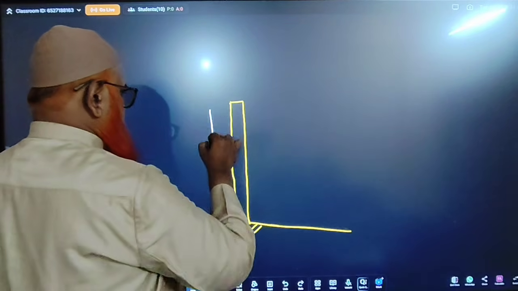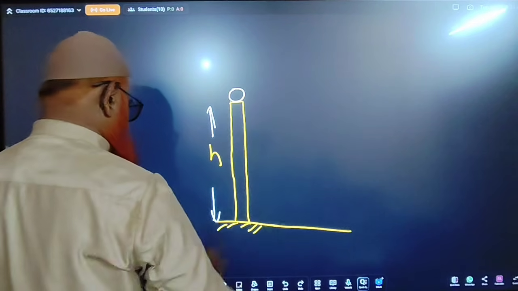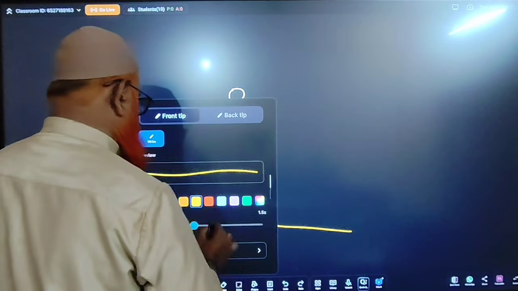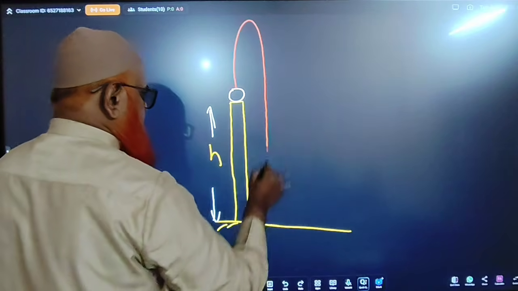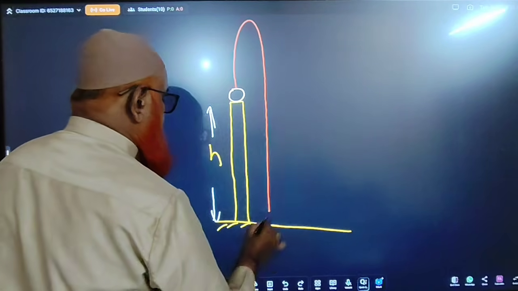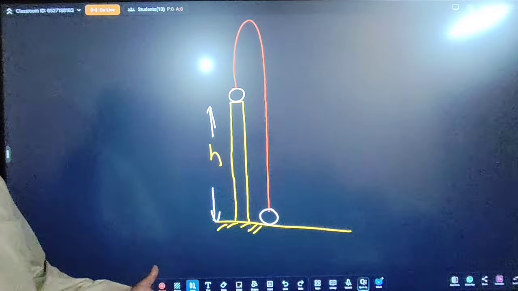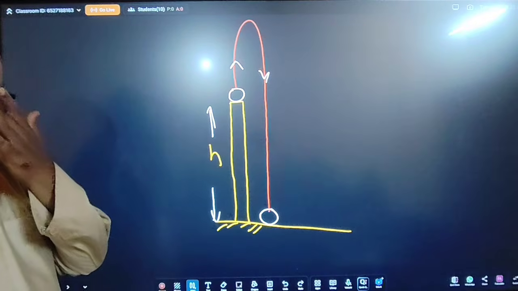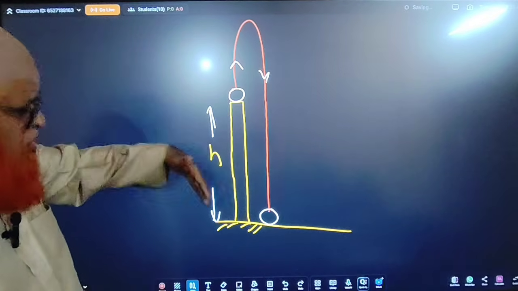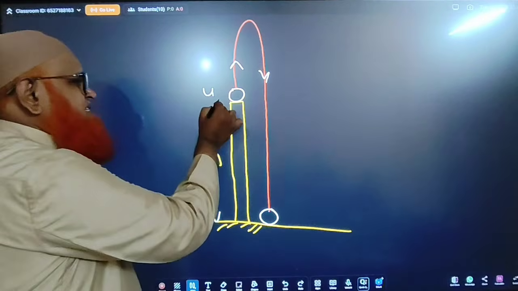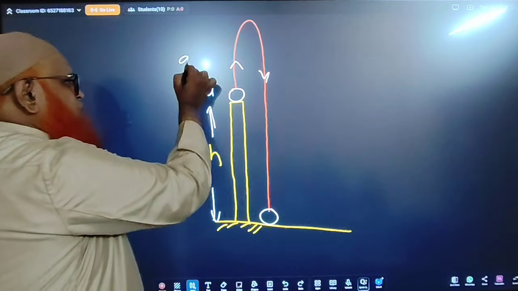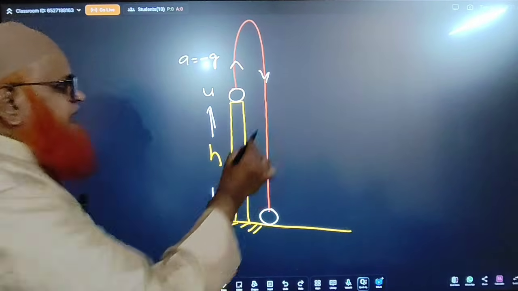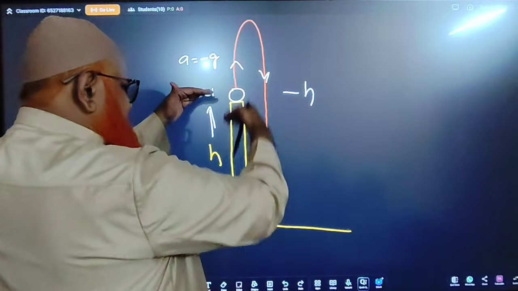When you throw a body upwards, it goes up and strikes the ground. Understood? Now, as you are crossing this height and throwing a body with certain velocity upwards, the acceleration is going to be minus g. So after crossing this height, you are throwing, right, that height has to be subtracted. This much height has been subtracted.